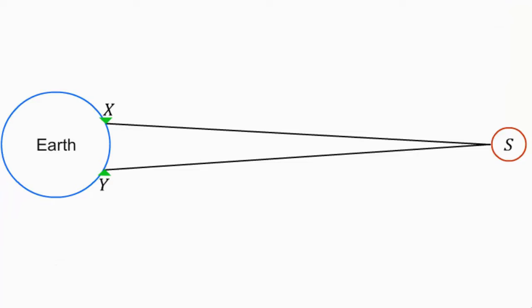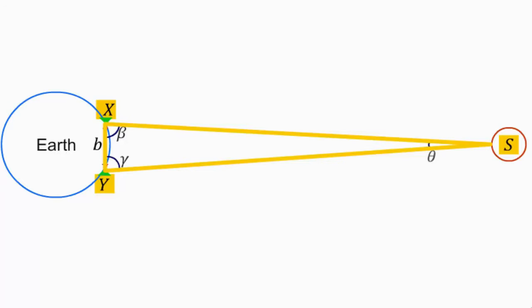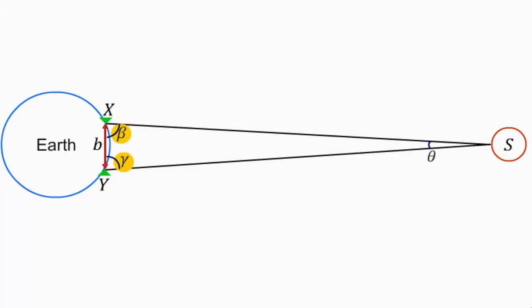Let X and Y be two observatories viewing the planet S from two locations on the Earth. Thus, XS and YS are the lines of sight of the planet from the two observatories respectively. Here, the distance B between X and Y is the basis, which is known. Thus, XYS forms a triangle. Let beta and gamma be the angles made by the lines XS and YS with the line XY respectively, and angle XSY be theta. The angles beta and gamma are measured while observing the planet with the help of telescopes.